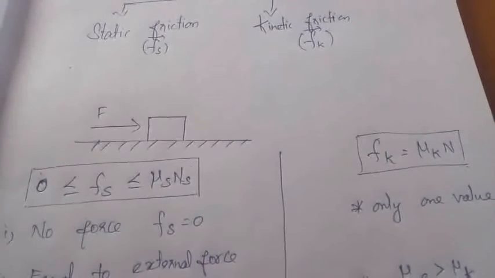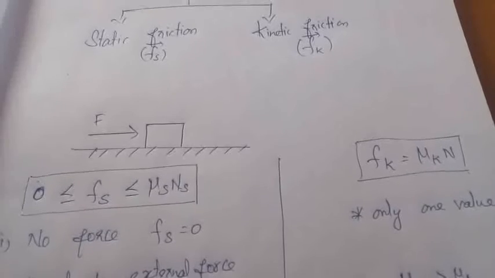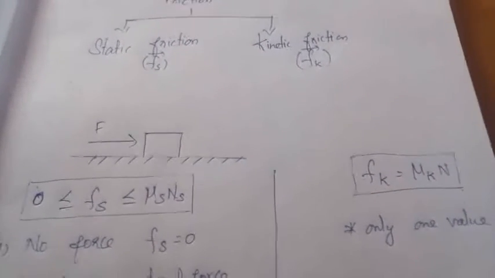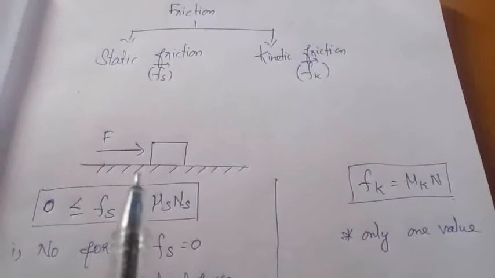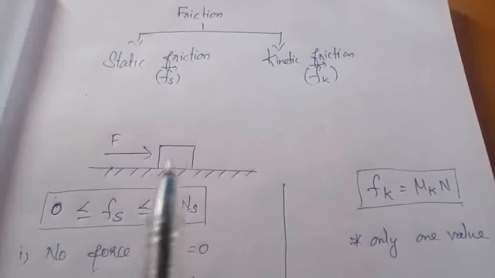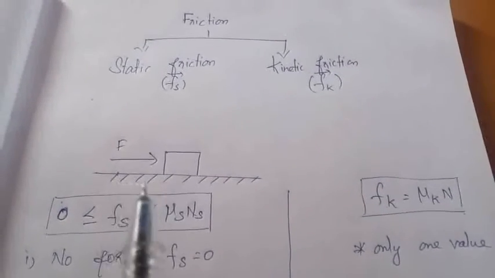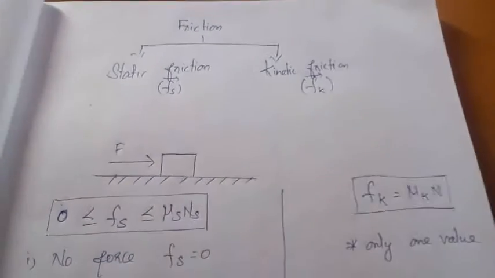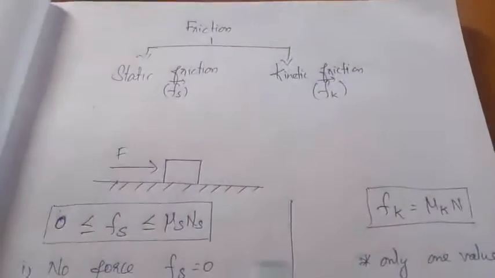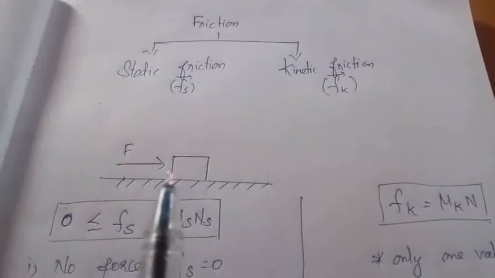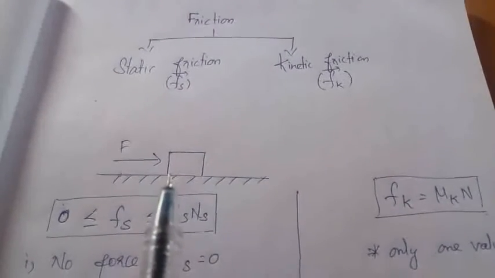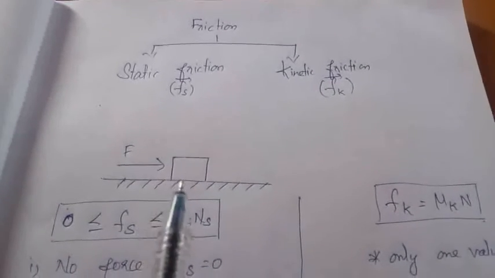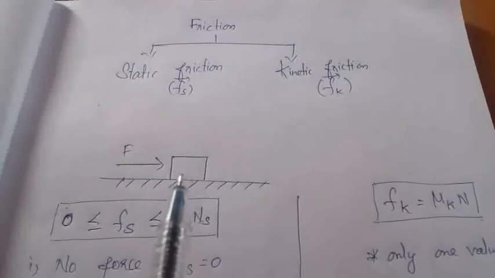Now we give some force on the object, but the object does not move. That is friction, because this object and surface have relative motion. That friction opposes the relative motion. The object and surface have relative motion, and the friction gives the opposite force on the object and surface.